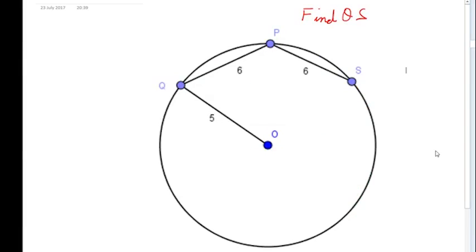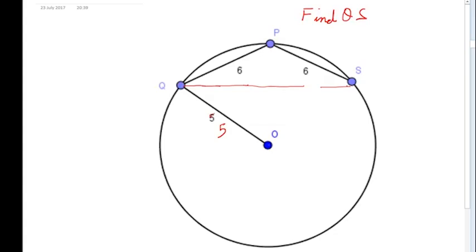This one is not so easy actually. Should I do it today? Let's see. So we have been given two chords of length 6 each, and the circle is of radius 5. Now you need to find QS, or this particular distance. How do we find this particular distance? We know that the circle's radius is 5, and there are these two chords of length 6 each.